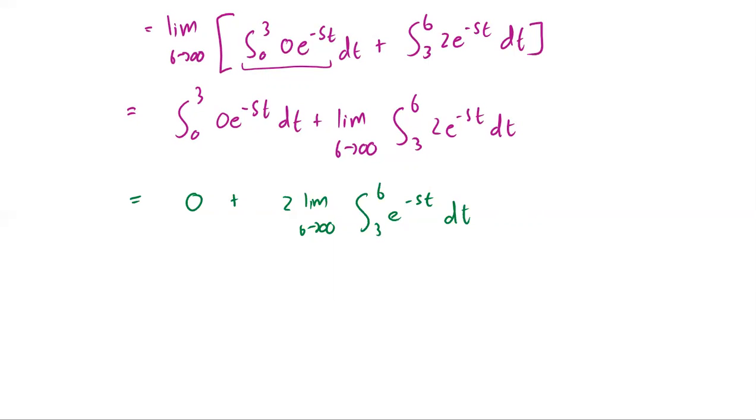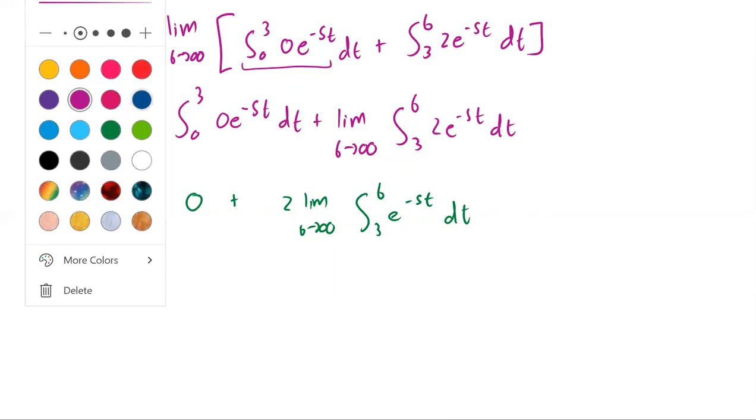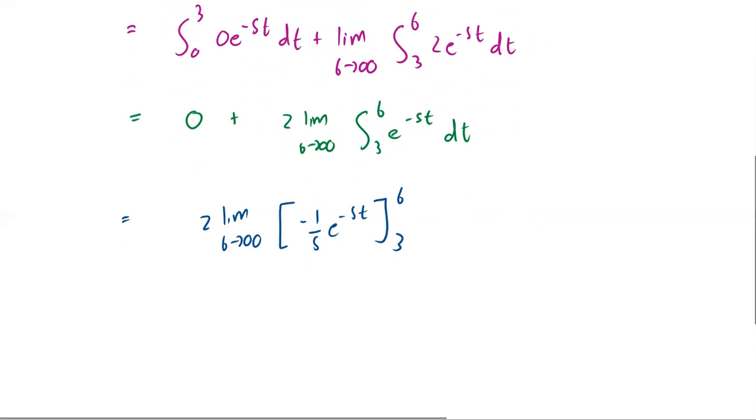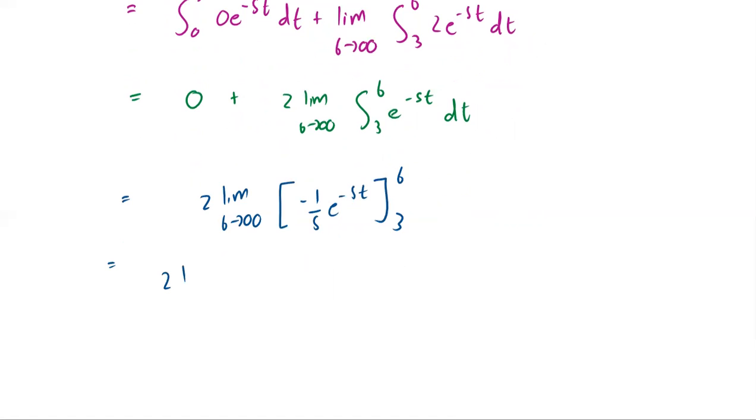Now we can just go ahead and calculate this integral. I know you know how to do this, so I'm going to do it a little bit fast just to finish out the problem. So this is 2 times the limit as b approaches infinity of negative 1 over s, e to the negative st, evaluated from 3 to b, which is equal to, just plug everything in. So negative 1 over s e to the negative s times 3, or 3s, plus 1 over s, because we're subtracting, so minus minus is plus, e to the negative sb.